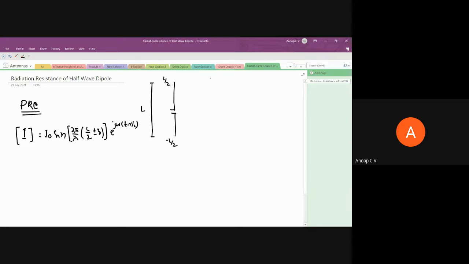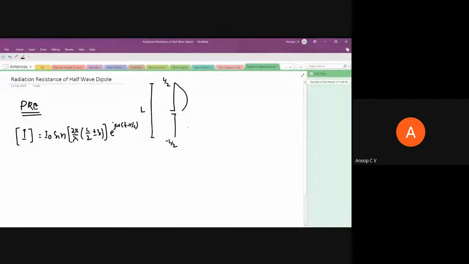Now I'm considering some general antenna. It need not be a half wave. I'm considering some general antenna of length L. L can be anything. So the current distribution will be something like this. It will go to maximum and again come to 0. Go to maximum and again come to 0.